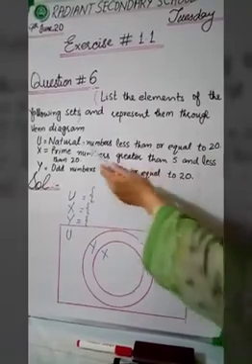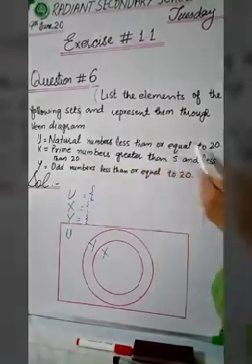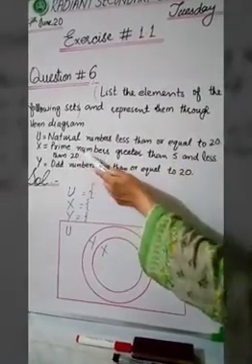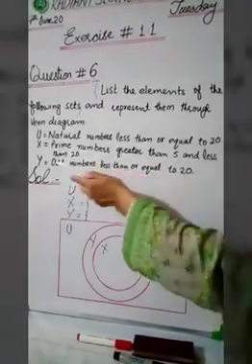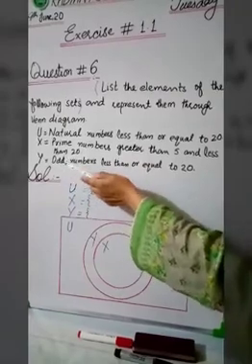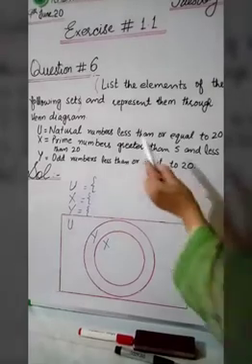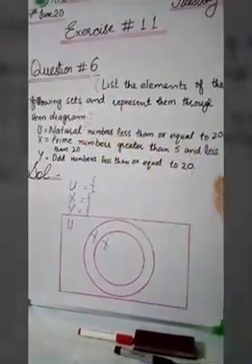Which sets are given? The universal set is given, that is natural numbers less than or equal to 20. Then there is the set X. Set X is equal to prime numbers greater than 5 and less than 20. Then set Y, that is equal to odd numbers less than or equal to 20. In the second portion, you have to represent these sets on the Venn diagram.